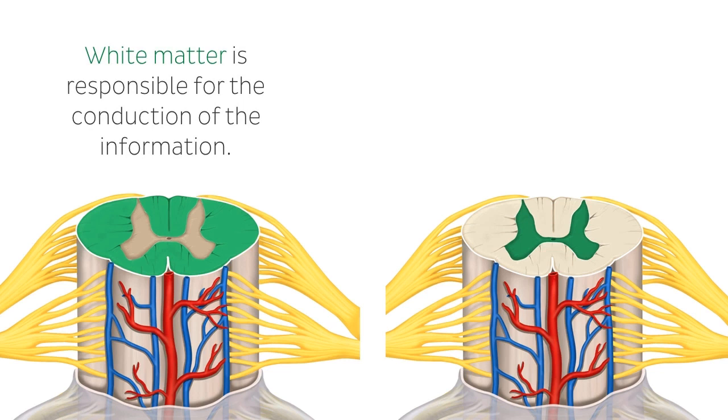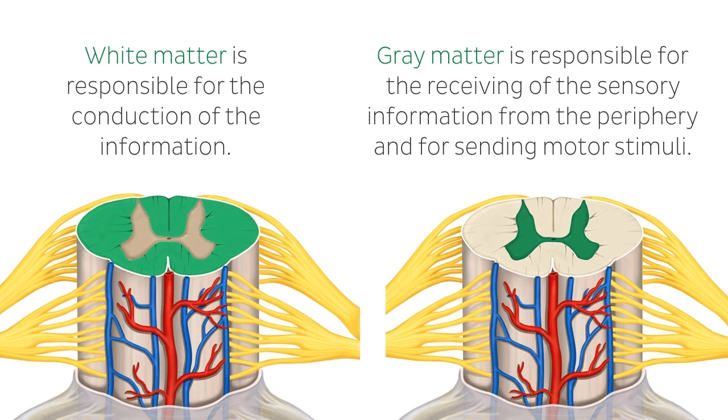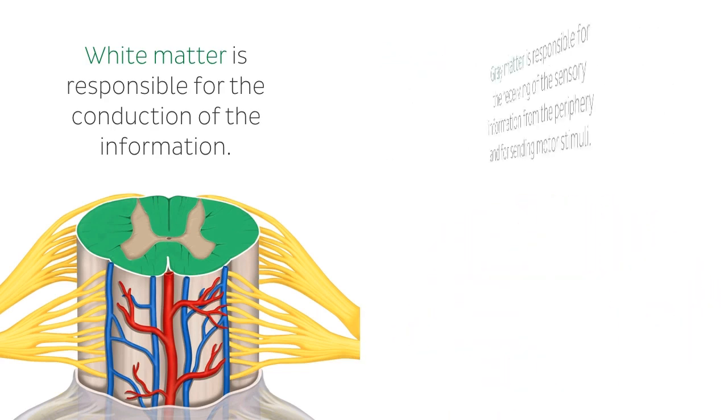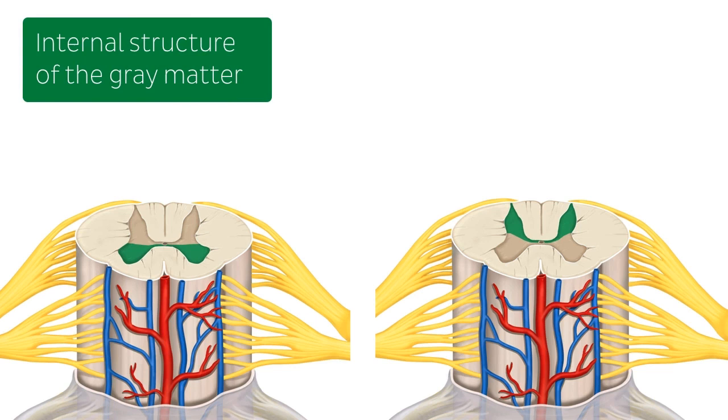On the other hand, the grey matter contains the cell bodies of the neurons, giving it a light grey appearance, and it is for this reason that grey matter is grey. The grey matter is responsible for receiving the sensory information from the periphery and for sending motor stimuli to the periphery. In the same transverse section of the spinal cord, we can see that the grey matter is shaped like the letter H, or like a butterfly.